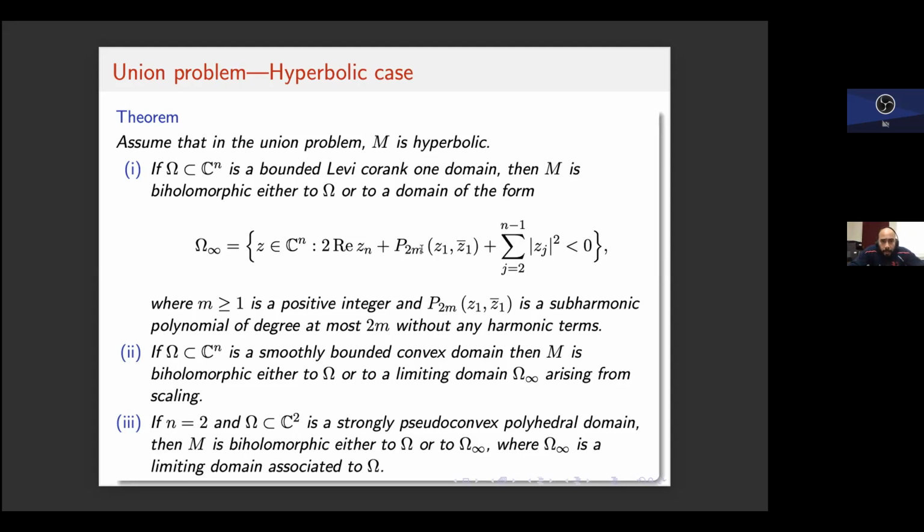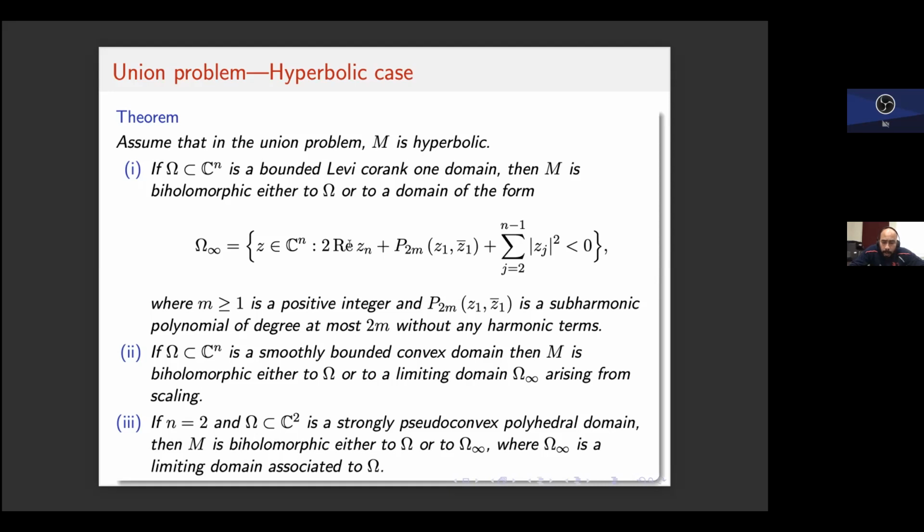So in this case, what we can show is that the limit M is biholomorphic either to Omega or a domain of the following form. Omega infinity consists of all z in C^n such that 2 times the real part of z_n plus a subharmonic polynomial without any harmonic terms plus the summation of |z_j|^2, j from 2 to n-1, is less than 0. This domain Omega infinity arises, as we'll see shortly, from scaling of Levi corank 1 domains. Okay, so next we consider convex finite type and convex infinite type domains.